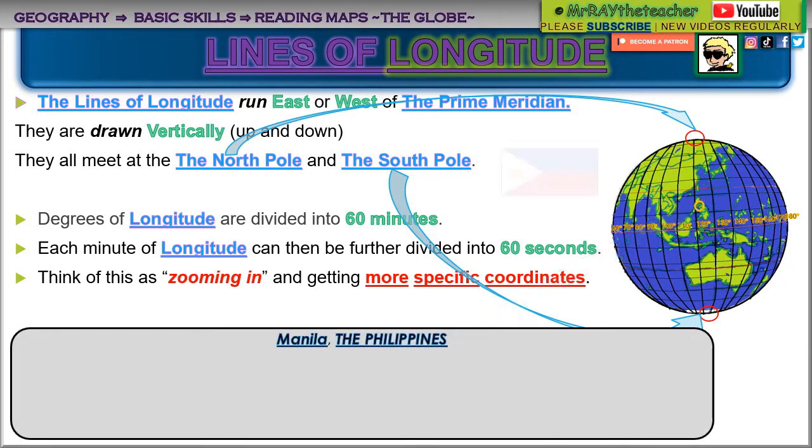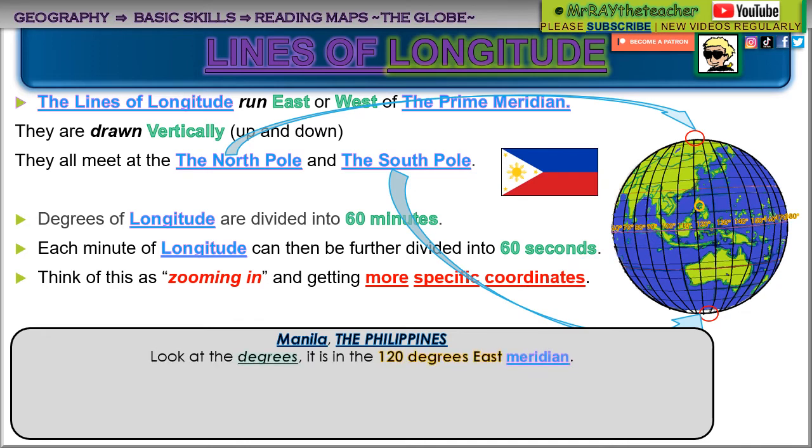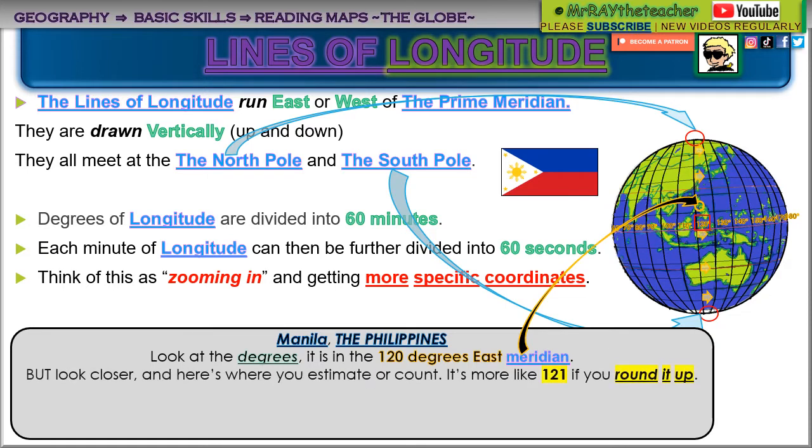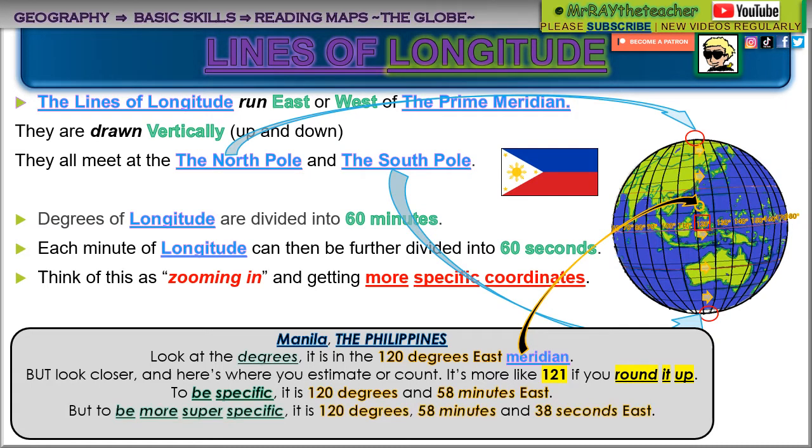So let's look at Manila in the Philippines. That's where it is if you didn't know. And there's the flag. It's 120 degrees when you're looking at the degrees side, east of the meridian. If you look closer, and here's where you can estimate or count, it's more like 121 if you round up. But let's not round up, let's get specific. It's 120 degrees and 58 minutes east, and if that's not specific enough, then try this for size.